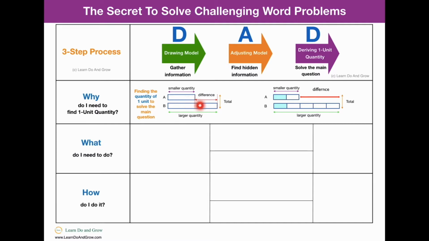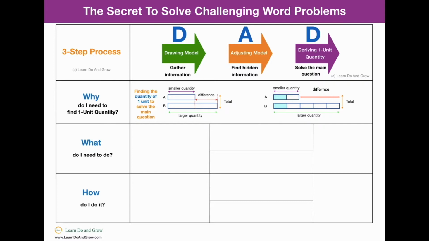Any model, after it is simplified, will look like either this or this. I call this the smaller quantity, the larger quantity, and everything here is the total. If the larger quantity takes out the smaller quantity, we can find the difference. This is the basic. You need to know this. We use it a lot later on.